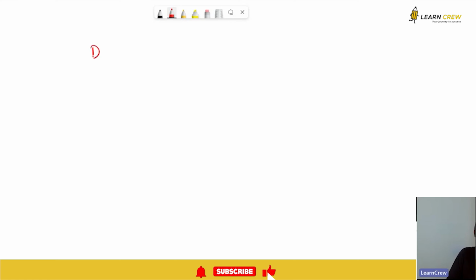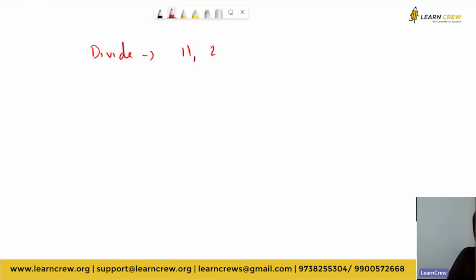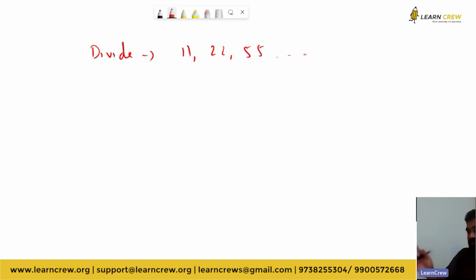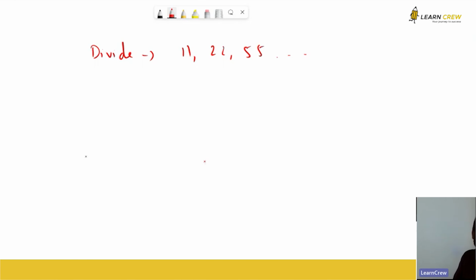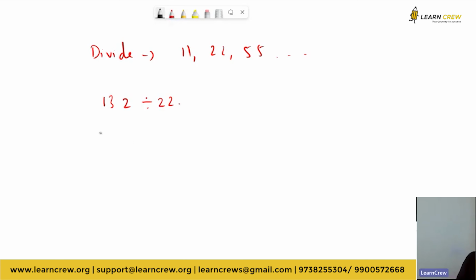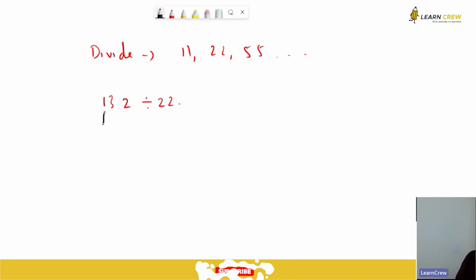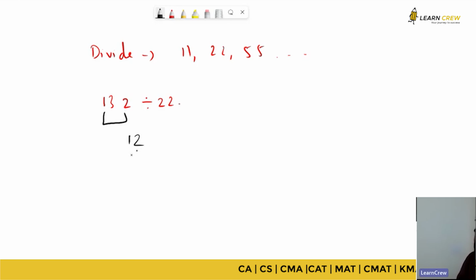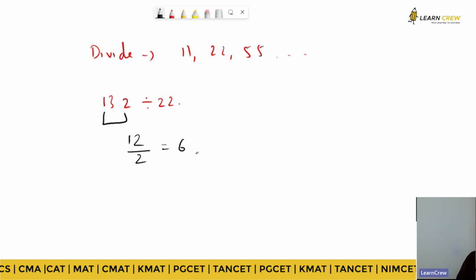Whenever you want to divide a number by 11, 22, 55, or the multiples of 11, say 132 divided by 22, what's the answer? In these kinds of numbers, take the first digit and the last digit. This is 12. So divide that by 2, it becomes 6.